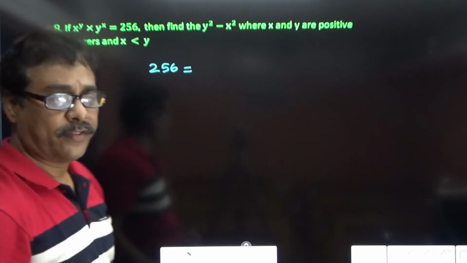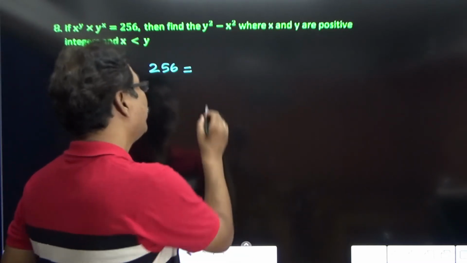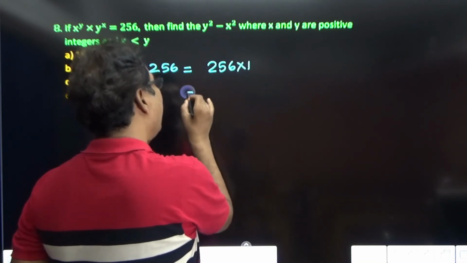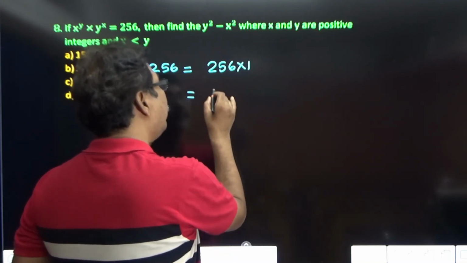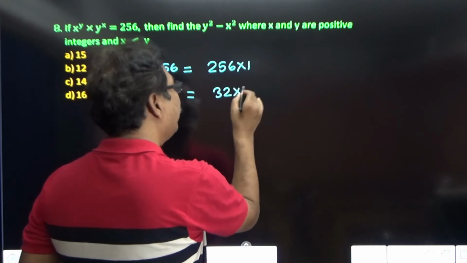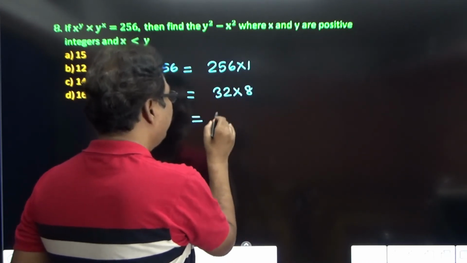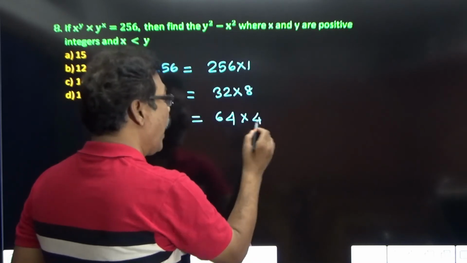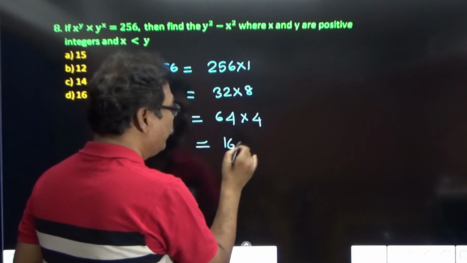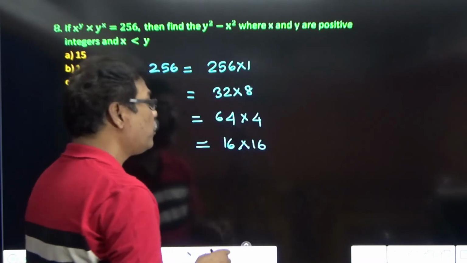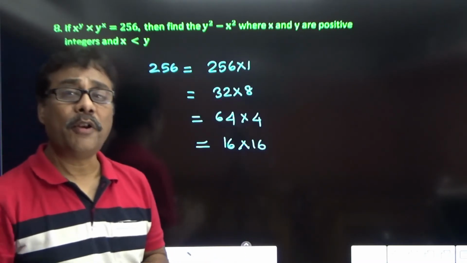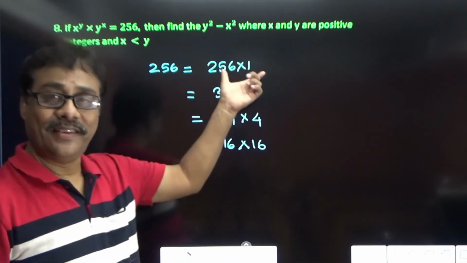Product of two numbers. I can write something like this. You can see 256 into 1. Then I can write 32 into 8. I can write 64 into 4. I can write 16 into 16. So many ways I can write. Alright, now let us see if I write these things.